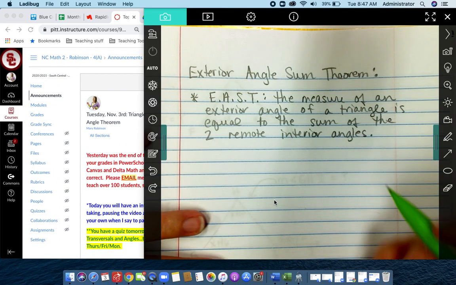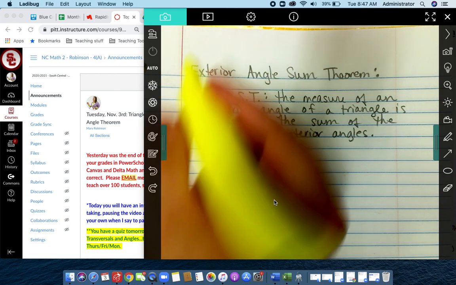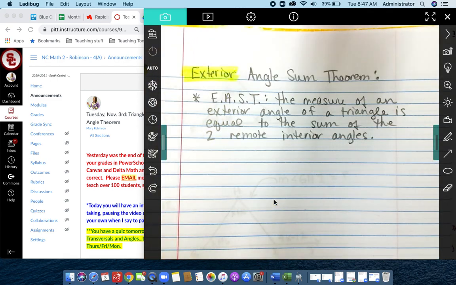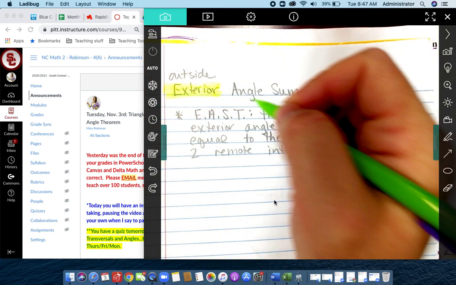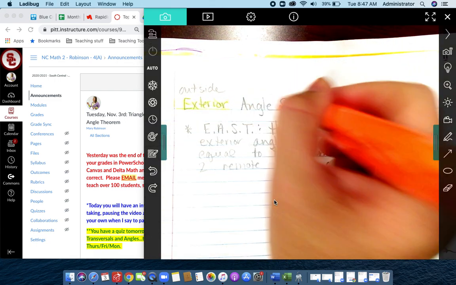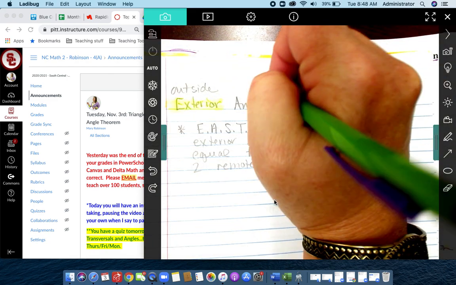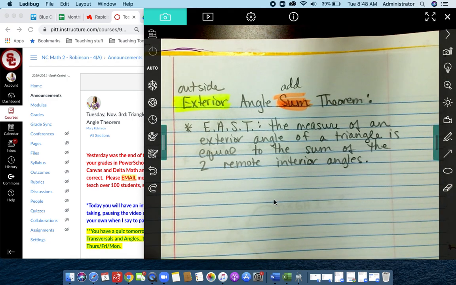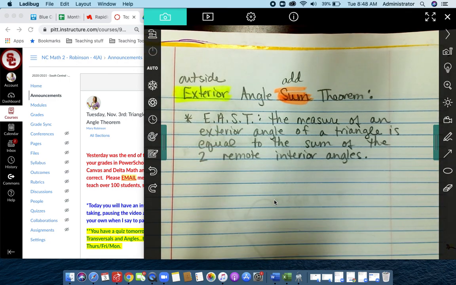So the exterior angle sum theorem, if we break down what this is talking about, we're talking about specifically triangles. Exterior, I want you to recognize, means outside. Angle, we know what an angle is. Sum means we add. And a theorem is just something that is true. So I abbreviated it EAST.